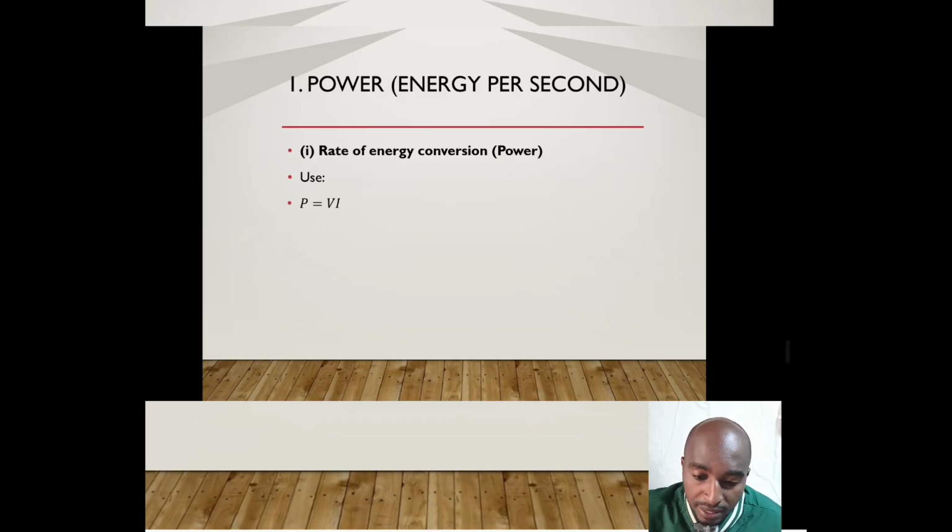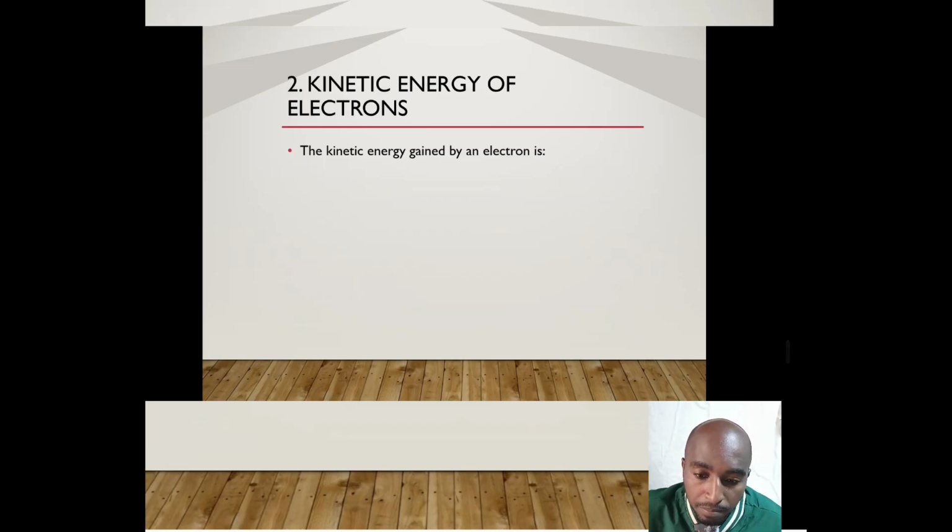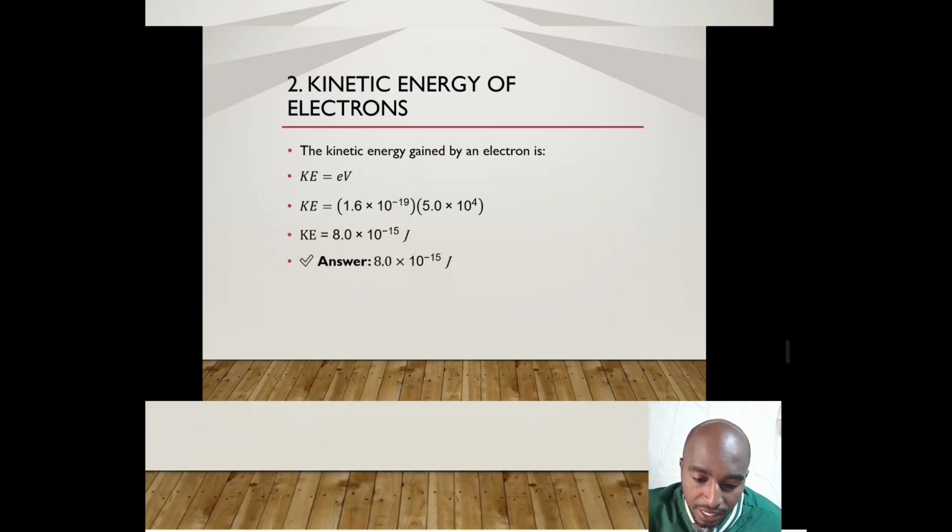Now the formula for power is power equals voltage times current, and because you already have the values, you just substitute them and feed them into your calculator, and you end up getting 750 watts. The second question is on the kinetic energy of the electron, and we have the formula. Kinetic energy is given by the electron volt, eV. Substituting the values that you already have and feeding them into the calculator, you end up getting 8.0 times 10 to the power negative 15 joules.